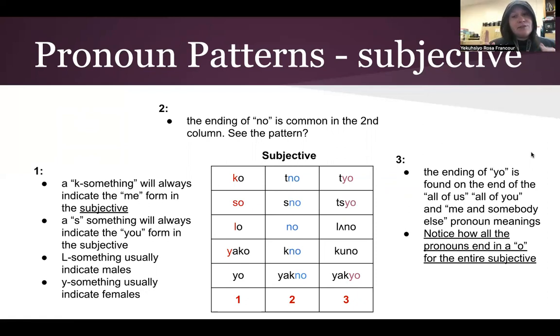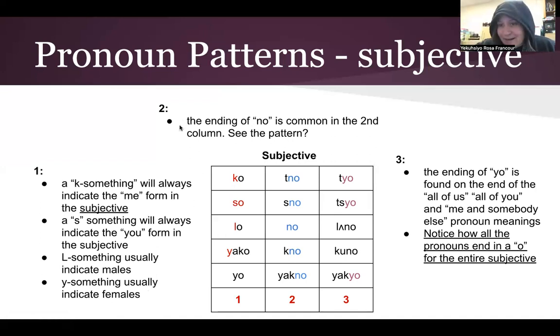Okay, S's usually reference you, especially in the first column. So S something is always going to indicate you in the subjective. So remember in the A stem it was za, C stem it's S, O stem it's zo. So that's the pattern. L's usually indicate males, Y's usually indicate females. We have lo and yago.